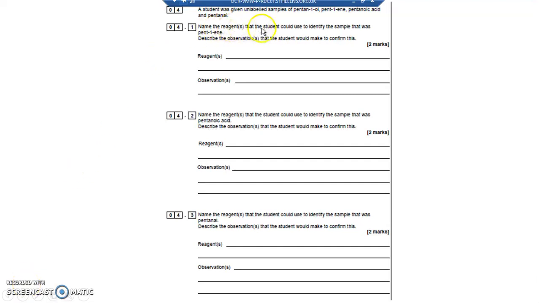Question 4. Name the reagents that the student could use to identify that the sample was pent-1-ene. So you're looking for the presence of a double bond, so you could use bromine or bromine water. The observation is that it goes from orange to colourless.